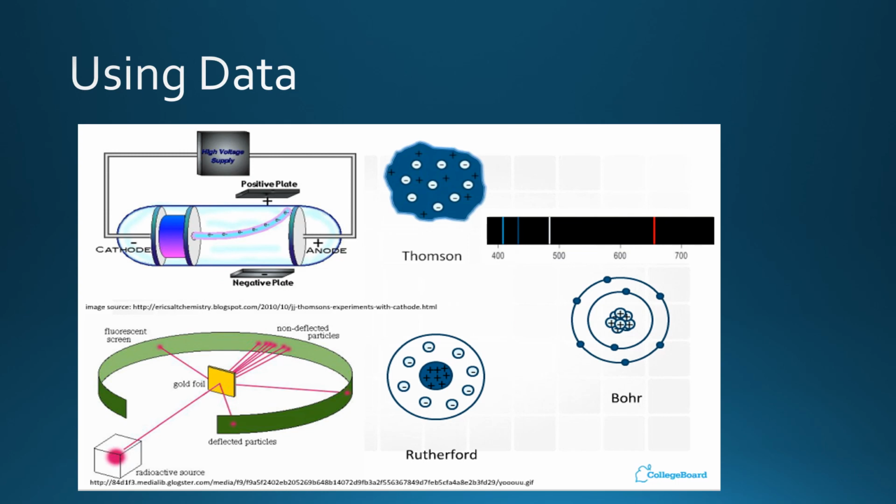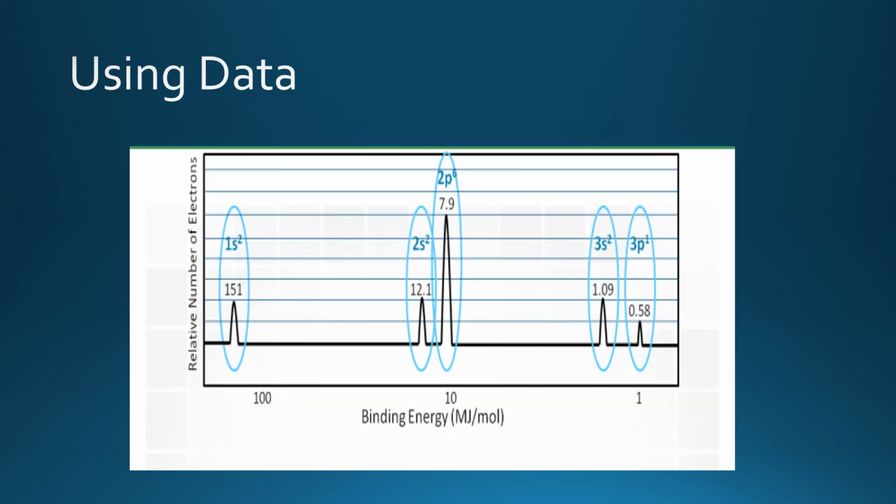So the data that we've used, Thomson figured out the electrons in the atom, Bohr used the orbitals, and from there we were able to get the bright line spectrum. Rutherford improved upon the Thomson model by going to the nuclear atom. And now we are using photoelectron spectroscopy to confirm our electron orbitals.